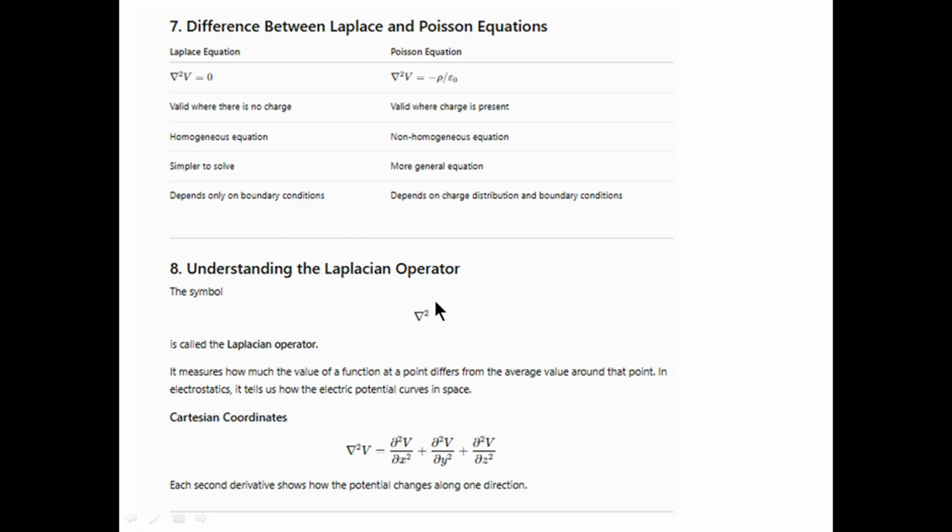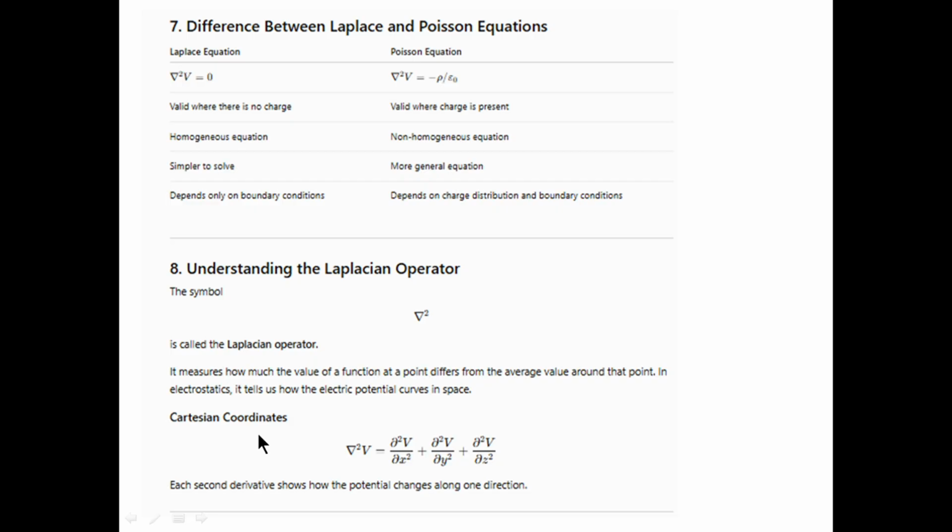Now understanding the Laplace operator del square. The del square measures how much the value of a function at a point differs from the average value around that point. Suppose this is a point and there is a value of a function. Now there are many other points around this point, so the average value of all the points of the function differs from this point value. This difference is measured by the Laplace operator, and in electrostatics it tells us how the electric potential curves in space.